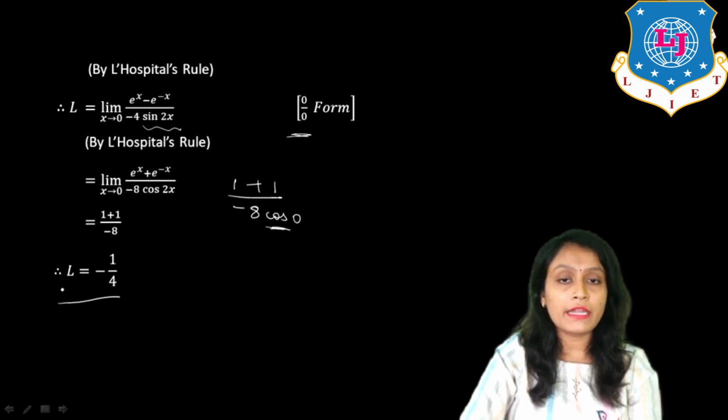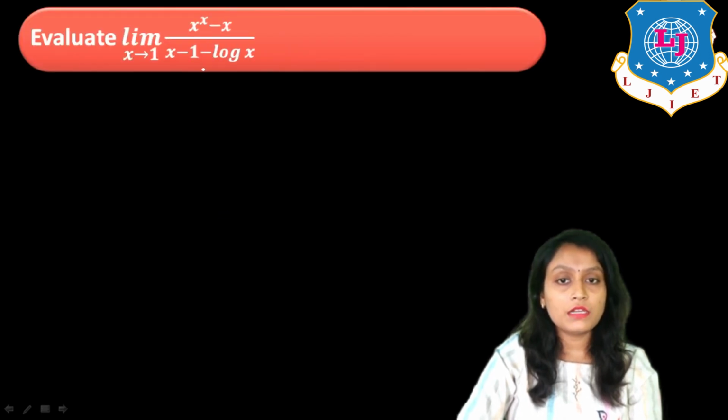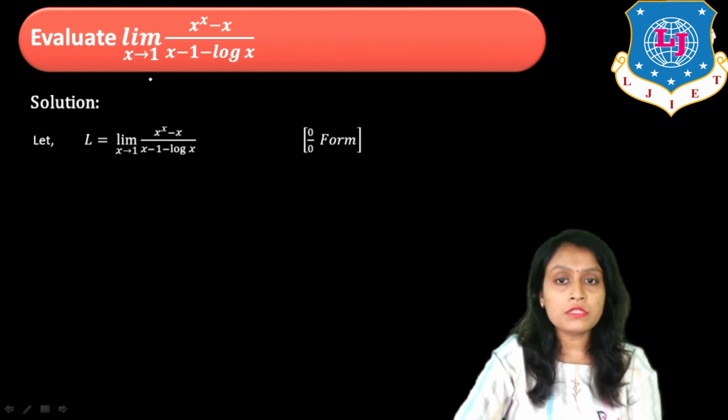Okay, until you get the finite answer. Now let's begin with another example. Limit x tends to 1, x raised to x minus x upon x minus 1 minus log x. So we will suppose this limit as L. Now if you substitute x is equal to 1, you will get the form 0 by 0.